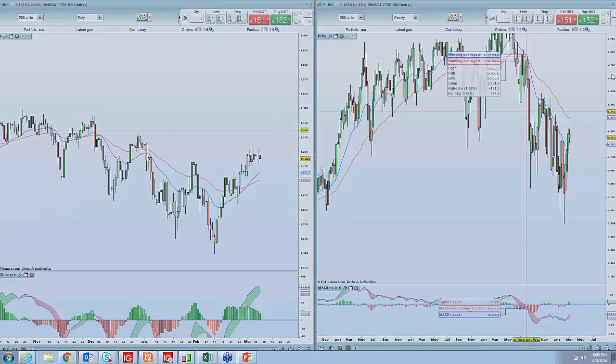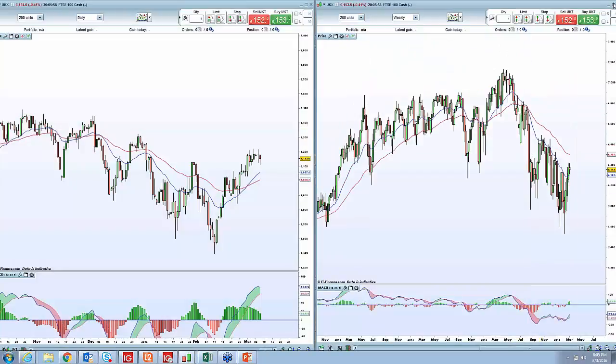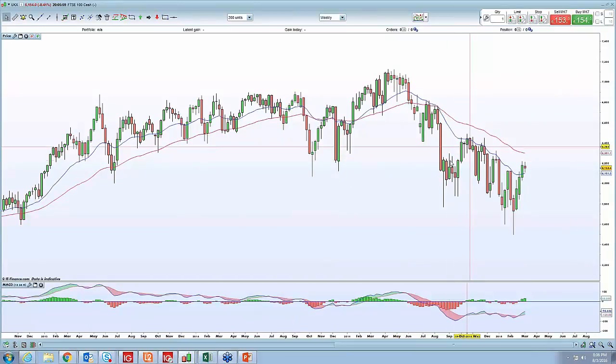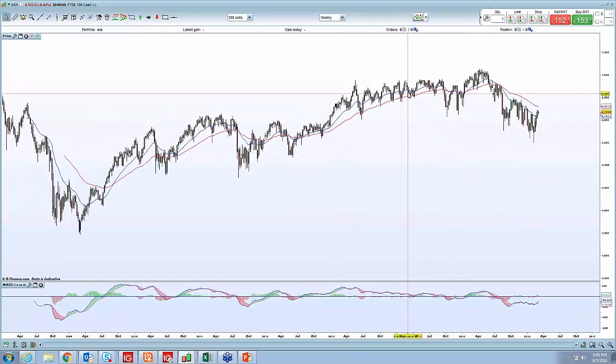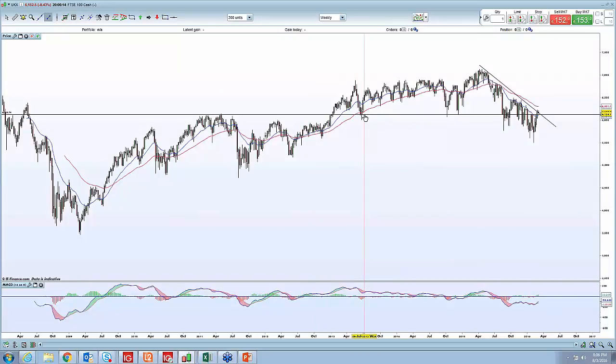FTSE. I never like to trade FTSE. I look at the candles and the price action, and it's always very volatile. My favorite European index to trade is the DAX. The DAX is always the nicer one. If you look at the candles of FTSE, it's just really hard to trade. But if you look at the weekly chart, oh, ugly. Yeah, still bearish. Let me have a look.